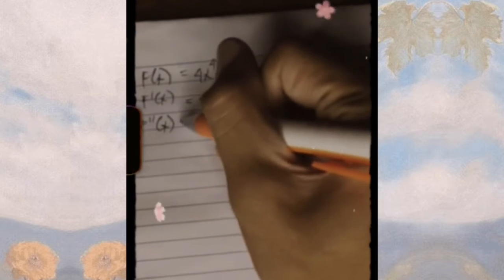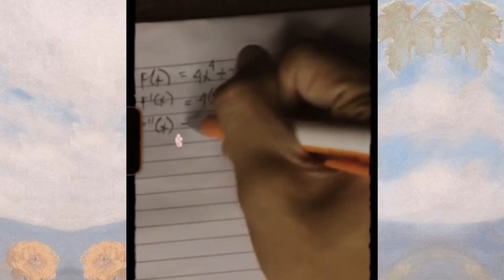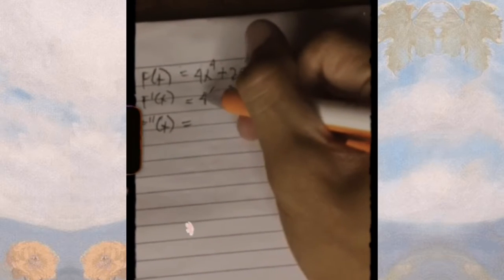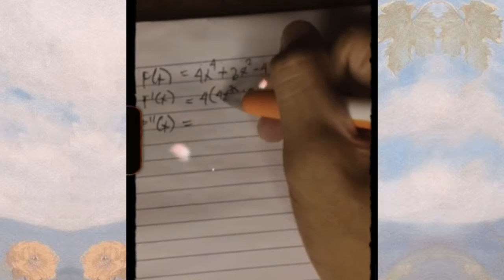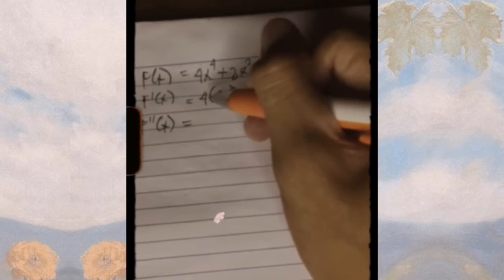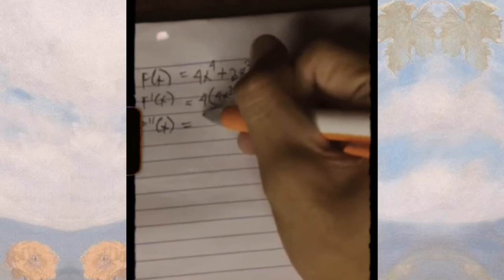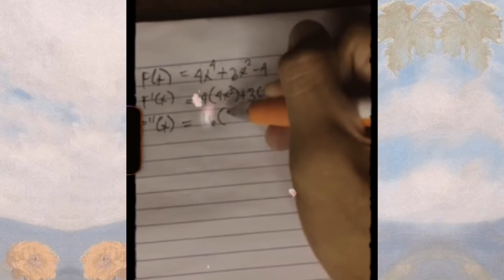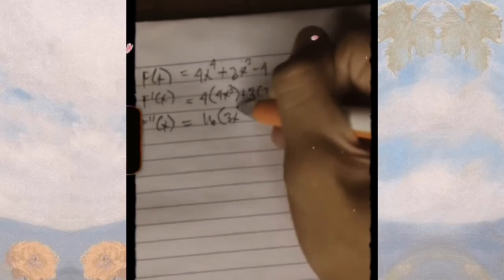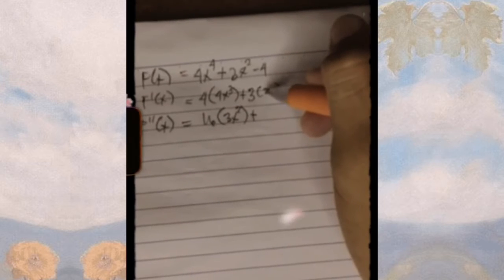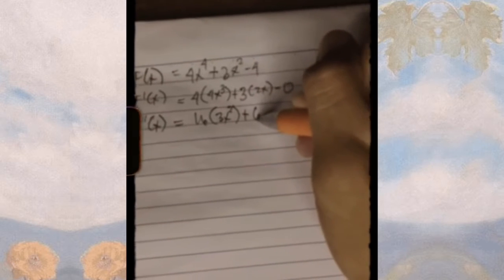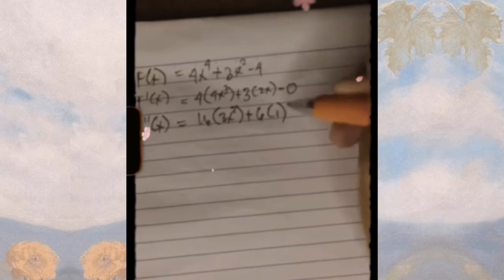And the second derivative, f double prime of x, is equal to 16 because 4 times the coefficient of 4x cubed, 4 times 4 is 16, and the derivative of x cubed is 3x squared, plus 3 times 2 equals 6, and the derivative of x is 1.